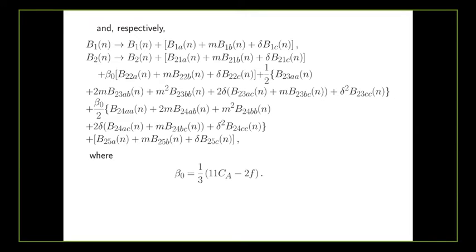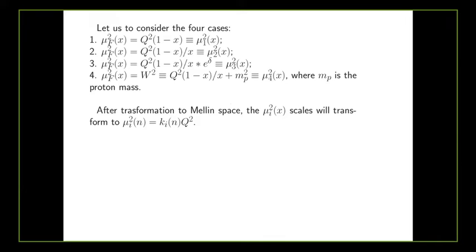Okay, but next. So we really consider 4 cases. Firstly, we took only logarithm 1 over x. Second, logarithm 1 over x and logarithm x, and later we introduce some constant. And like the fourth case, we introduce proton mass versus W, it's effective mass in deep inelastic scattering. So it will look like a mass which comes to freeze the coupling constant at low Q-square values.